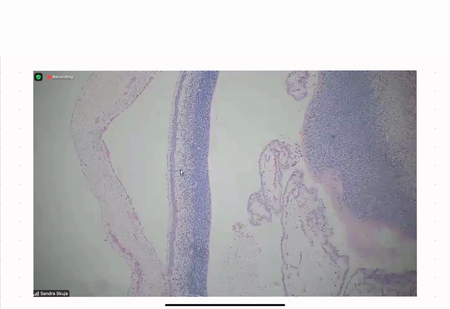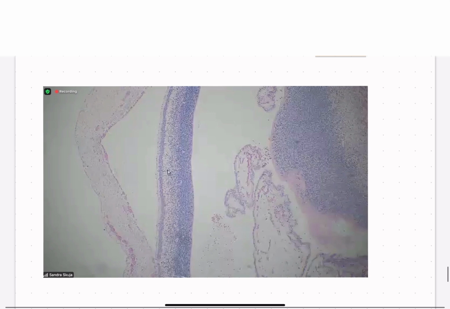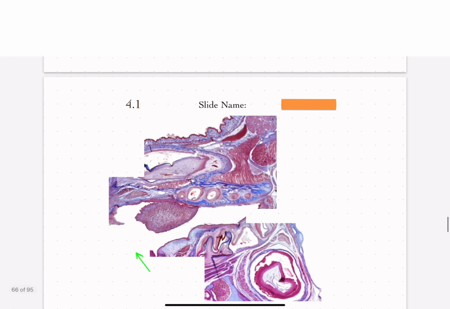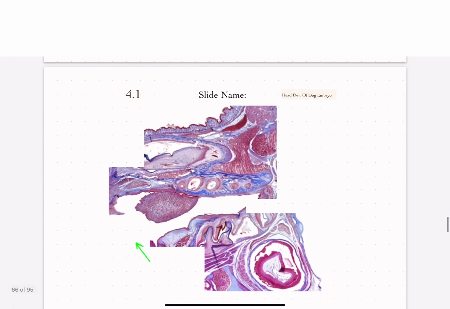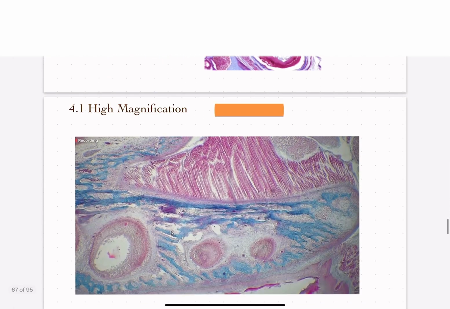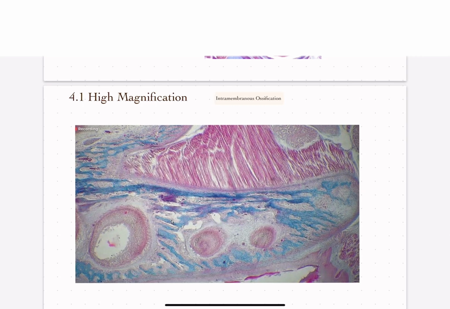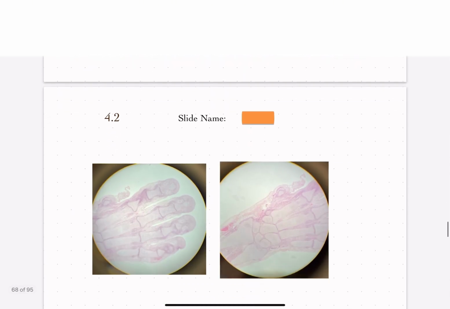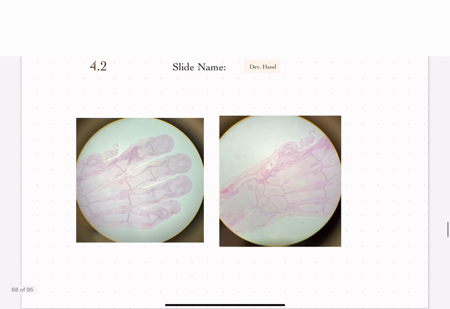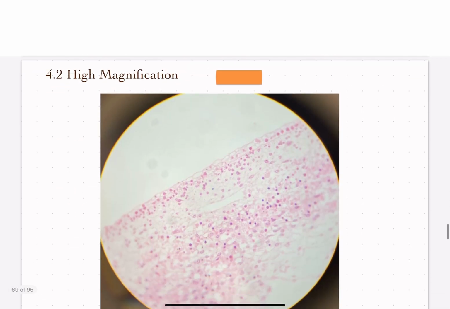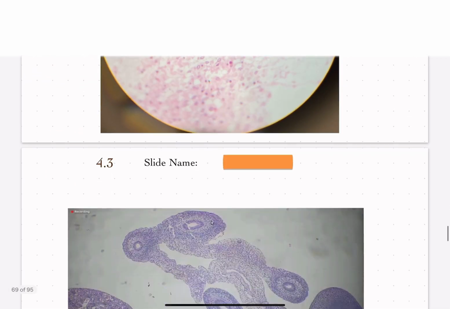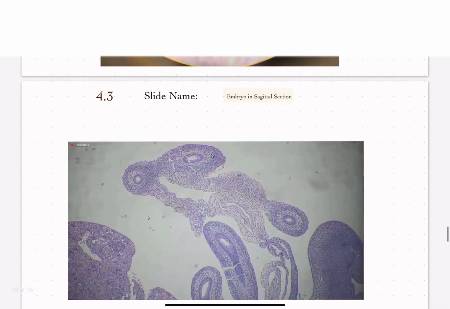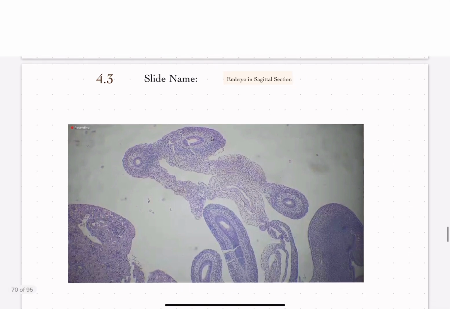Okay. All right. Let's go through the answers real quick and then do a thorough deep dive into the answer. 4.1 slide name was the head development of a dog embryo, and the structure was the intramembranous ossification, all of that blue you see on screen. The slide name for 4.2 was developing hand, and the structure was the lymphatic vessel. 4.3 was the embryo in sagittal section.